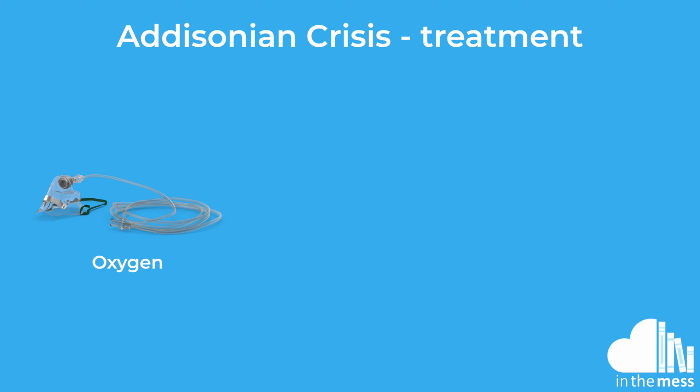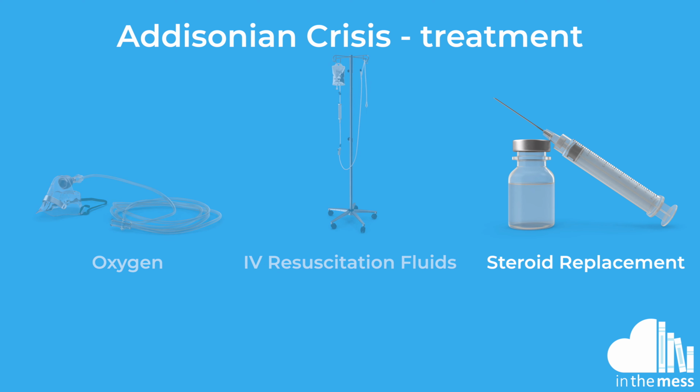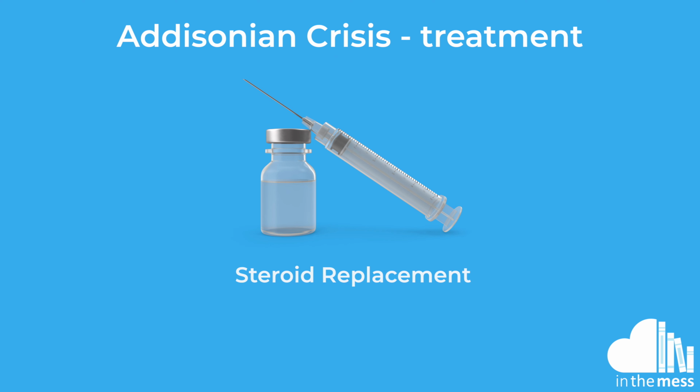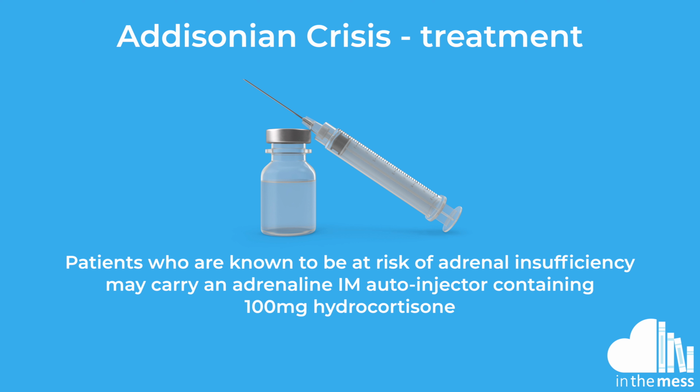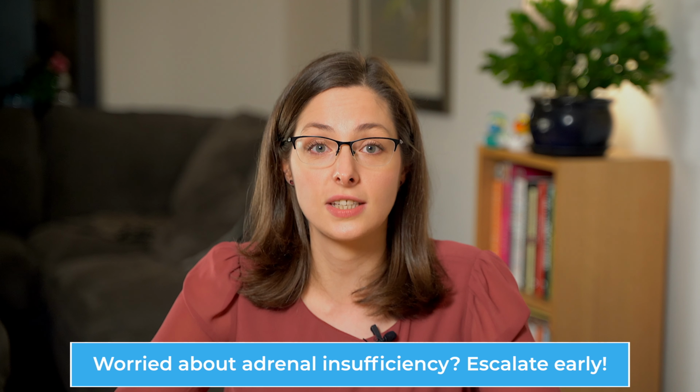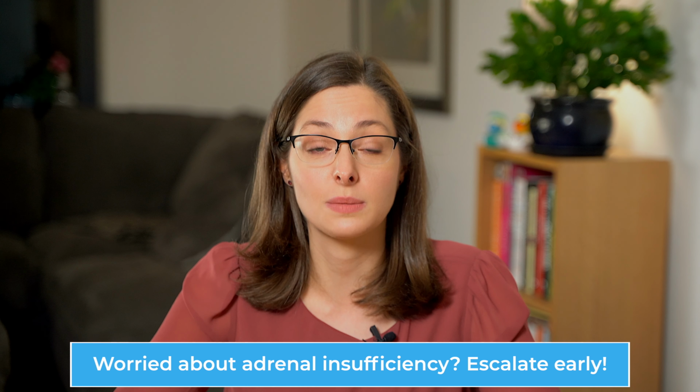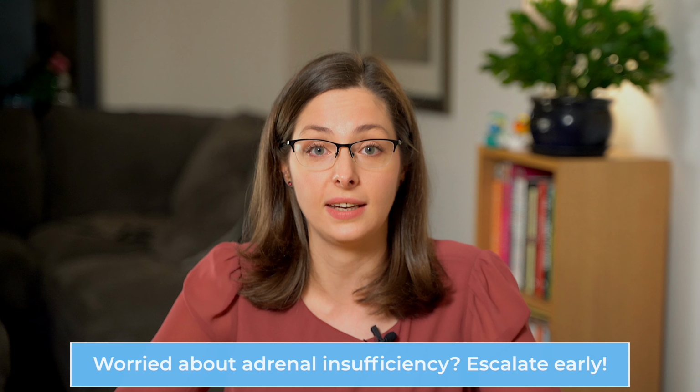These patients require urgent resuscitation with oxygen, IV fluids, and steroid replacement. They may carry 100 milligrams of IM hydrocortisone to give themselves as an auto-injector, but 100 milligrams IV hydrocortisone is a useful treatment to give in an acute setting. If you suspect your patient has adrenal insufficiency, escalate this urgently to your seniors, as this patient may need admission to a specialist endocrine ward or to critical care.